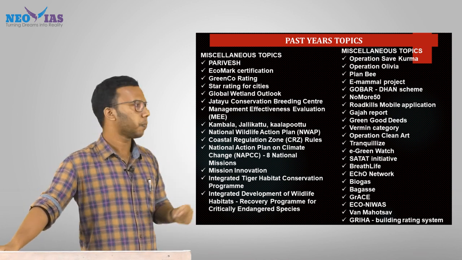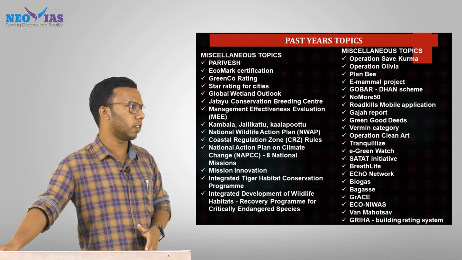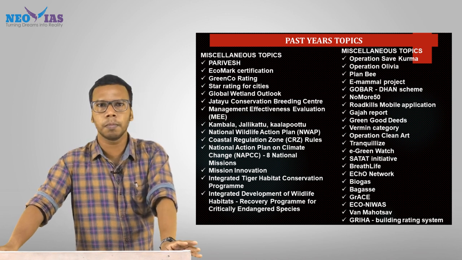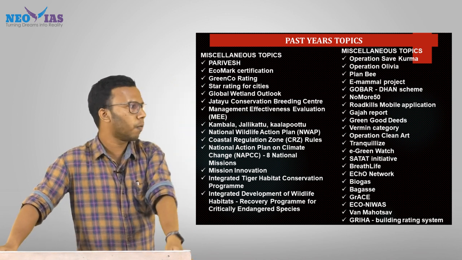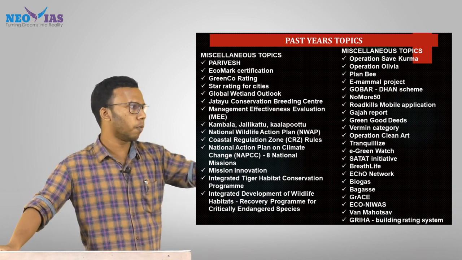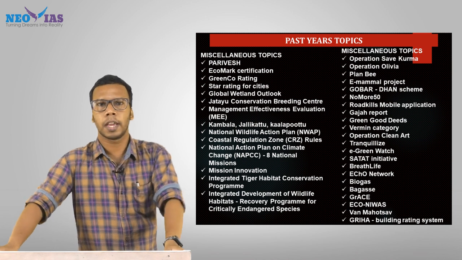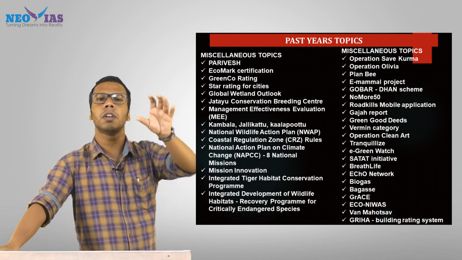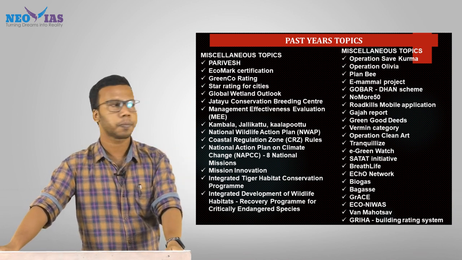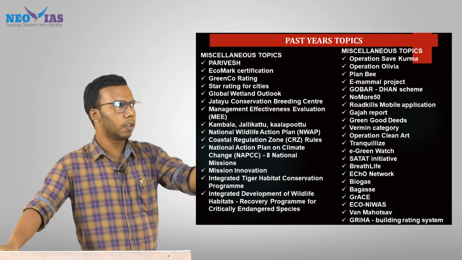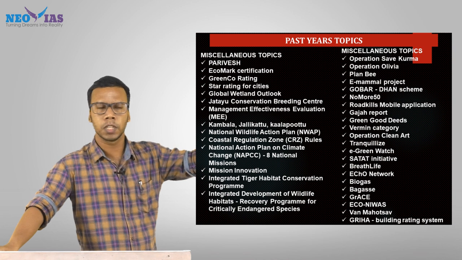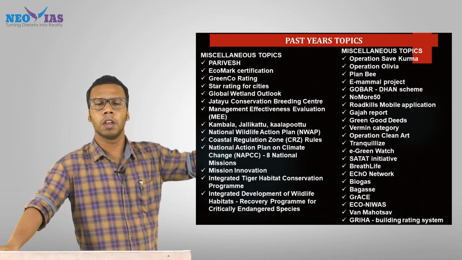Then Mission Innovation, Integrated Tiger Habitat Conservation Program, Integrated Development of Wildlife Habitat Scheme. Under this scheme, we have a program called the Recovery Program for Critically Endangered Species. And there are some species in India which are included in it, for example, Gangetic Dolphin. So, you need to know about the animals listed in this Recovery Program for Critically Endangered Species. Then other topics are Operation Save Kurma and Operation Olivia. Operation Save Kurma is for the protection of turtles and Operation Olivia for the protection of olive ridley turtles.